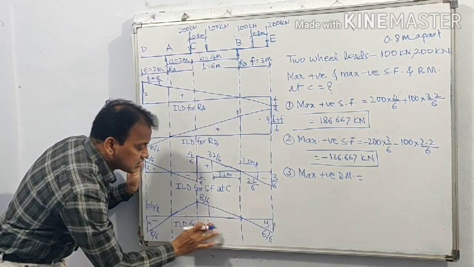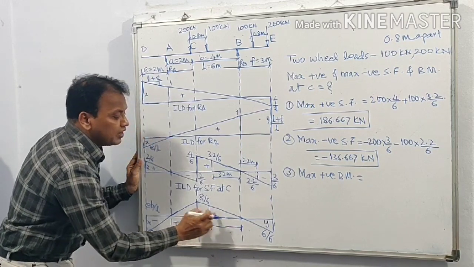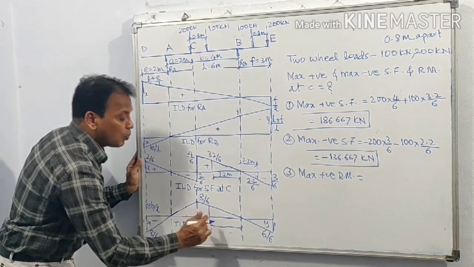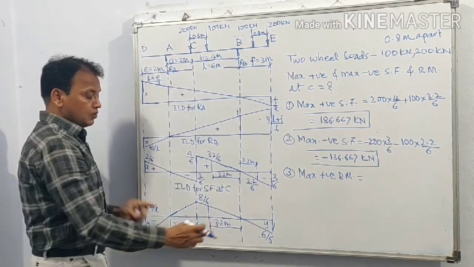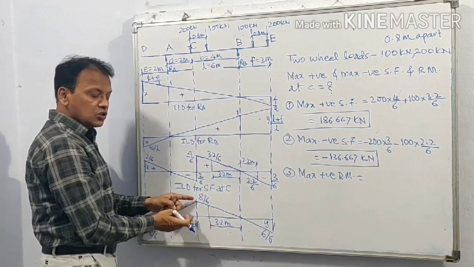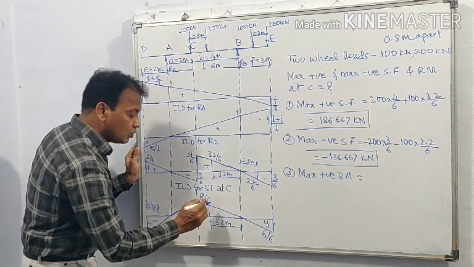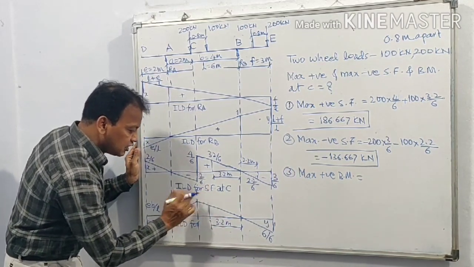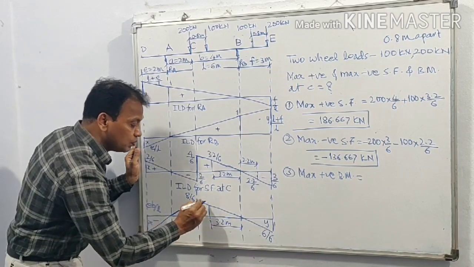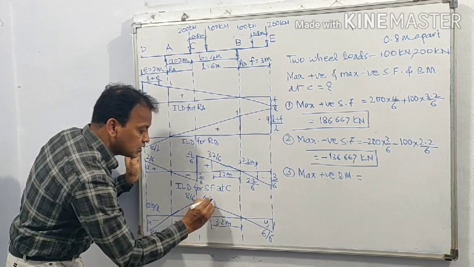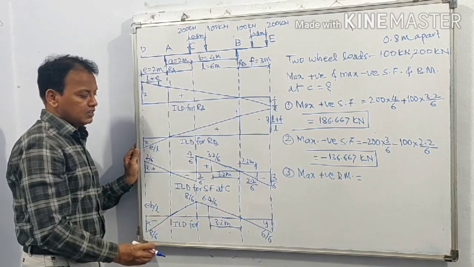We know this is 0.8 meter and this is 4 meter. So 4 minus 0.8, that is 3.2 meter. For 4 meter length, this ordinate is 8 upon 6, and therefore for 3.2 meter length, this ordinate is 6.4 upon 6. From similar triangles we have calculated this.